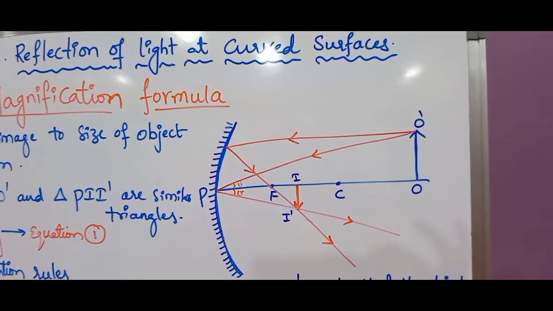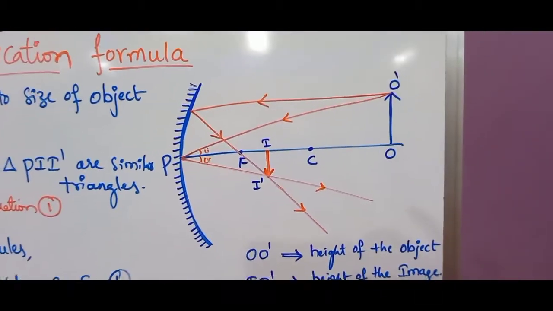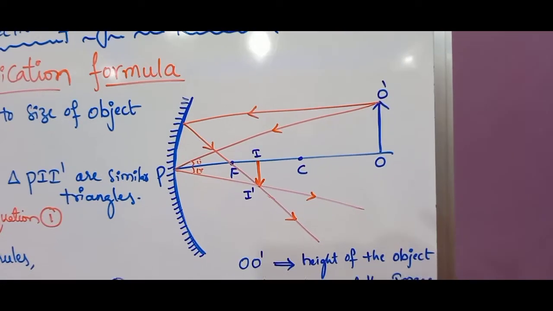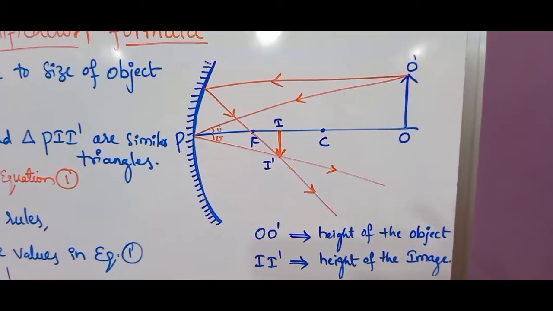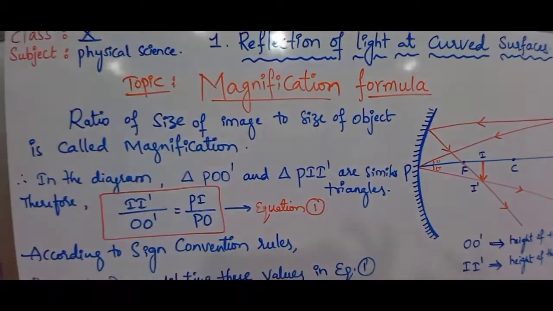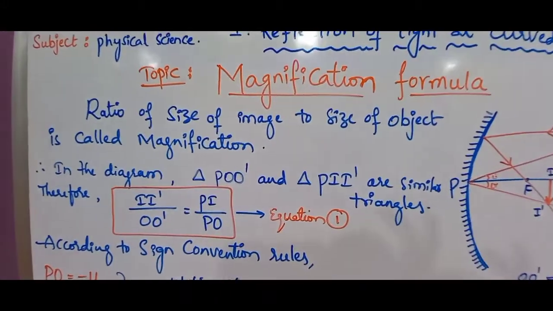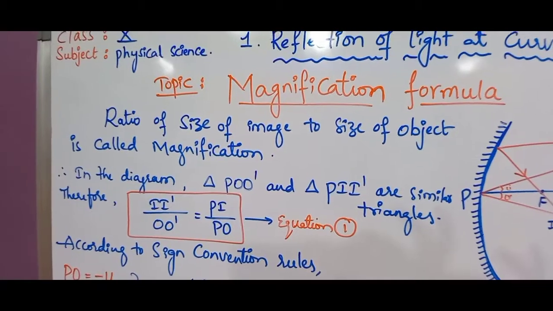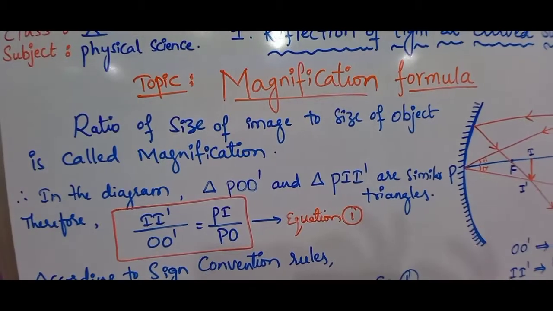Object size is also called the height of the object. Here in this diagram, I have represented it with O dash. At point O, an object is placed whose height is represented by O dash, and whose image is formed at the point I dash, that is the height of the image. Size of the object is also called the height of the object. So magnification is the ratio of the size of the image to the size of the object.